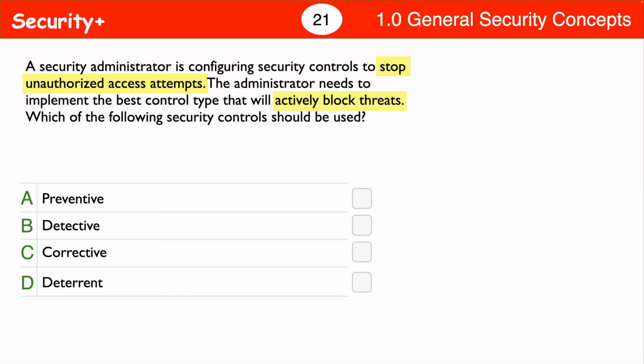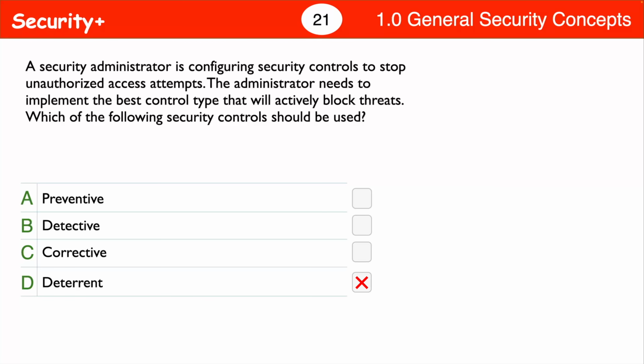So let's go ahead and do the process of elimination. And we can first start by eliminating D, deterrent. And deterrent controls discourage attackers from attempting malicious actions by increasing the perceived risk, such as adding security cameras. However, this control does not actively stop an attack.